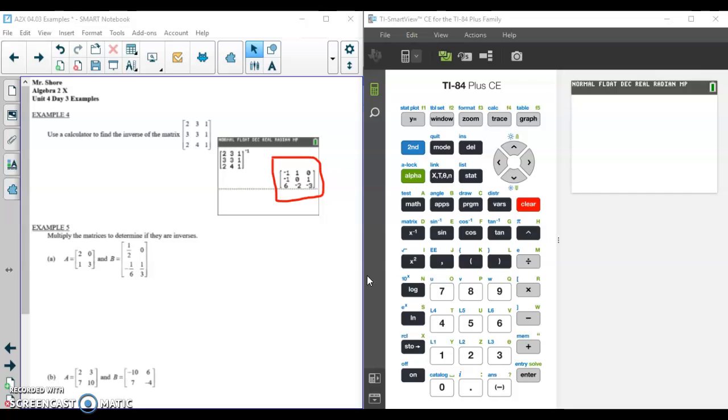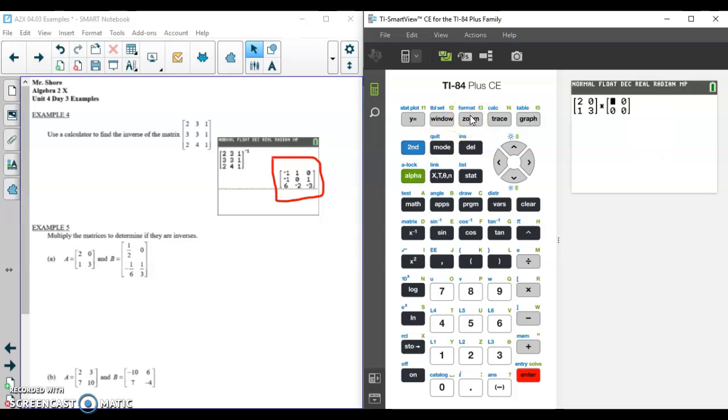For example 5, we're going to multiply the matrices to determine if they are inverses. The way we do that is we multiply A times B. So again, I'm just going to enter the two matrices right on the calculator. And again, first, these are 2 by 2. So again, entering the dimensions in. And then enter the terms. So we have 2, 0, 1, and 3. And then we need to multiply that by B.